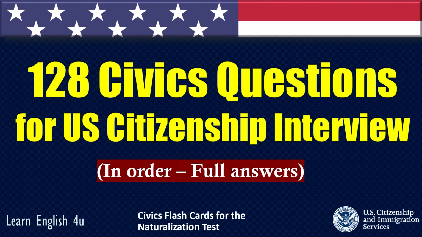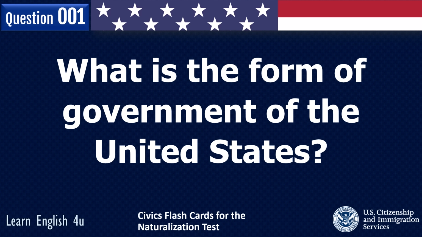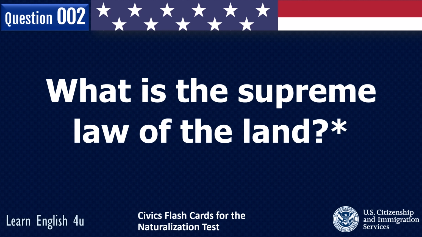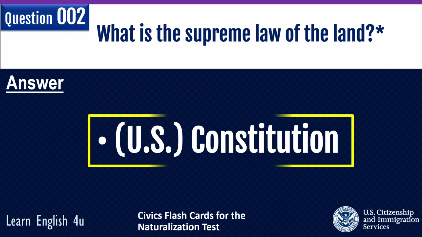128 questions for U.S. Citizenship Test. What is the form of government of the United States? Republic. What is the supreme law of the land? U.S. Constitution.